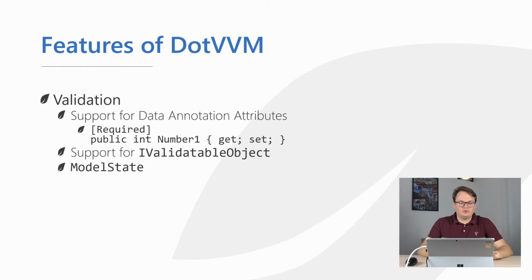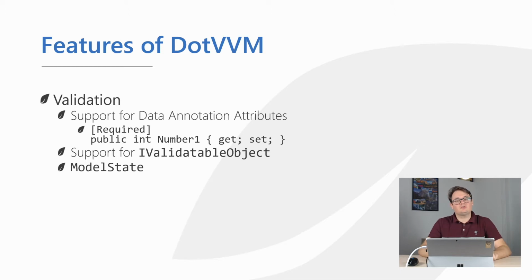Validation is also using a lot of features you know from .NET Framework, so you can mark your view model properties with the Required attribute or any other data annotations attribute, and DotVVM will help you with validating this, so it will make sure those conditions are satisfied. There is also support for the IValidatableObject interface, so if the view model implements this interface, DotVVM will evaluate the Validate method and it will just use all the results for the validation purposes.